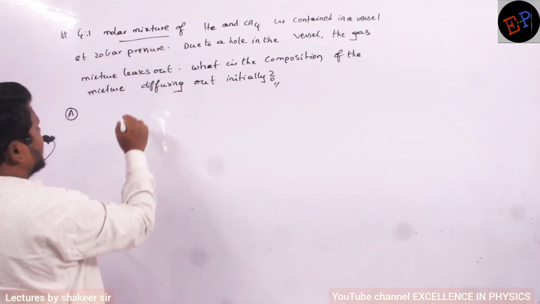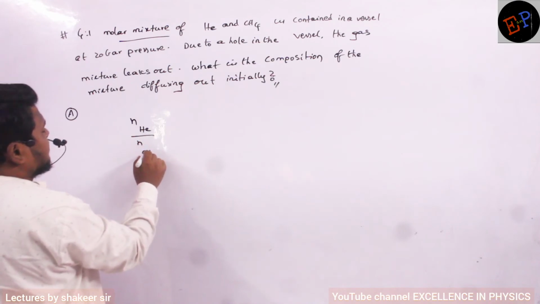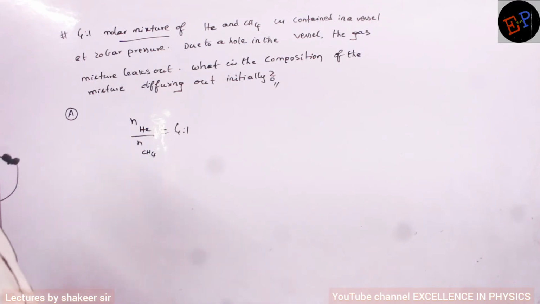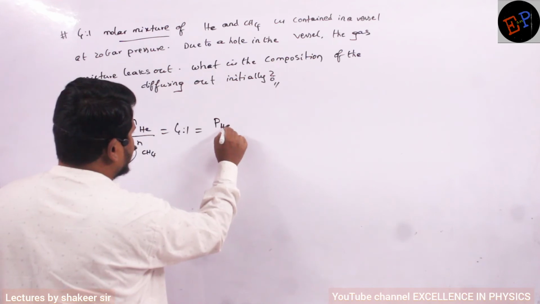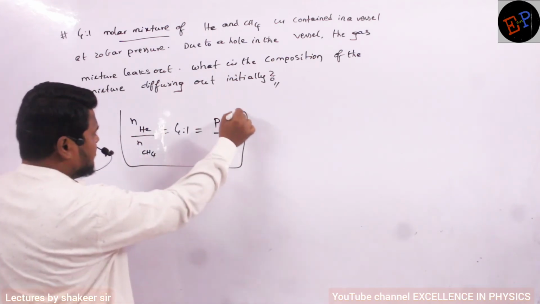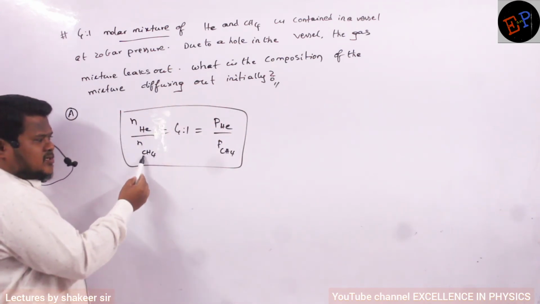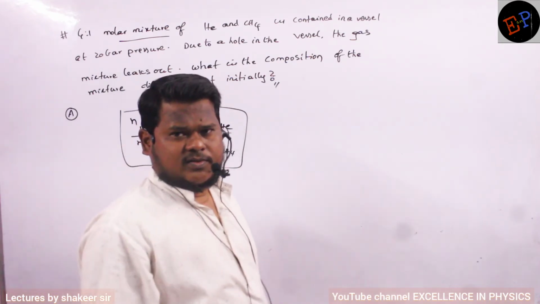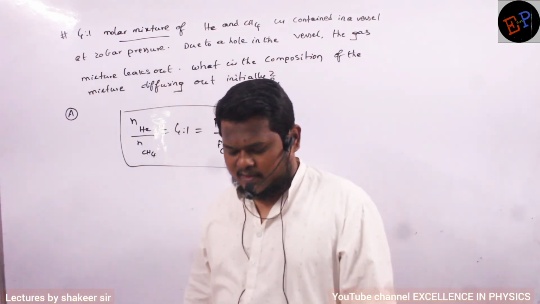The molar mixture is given. It means the number of moles of helium divided by the number of moles of methane gas is 4:1. This is the first data given. The same relation I can write for pressure of helium divided by pressure of CH4. This is the first information you should write down, because we already discussed that the ratio of moles is the same as the ratio of pressures. If the number of moles increases, pressure also increases. Otherwise you cannot get the answer.